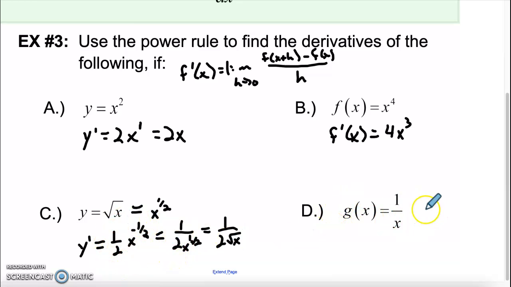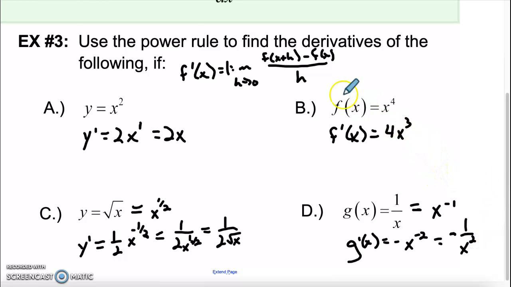All right, so I mentioned here, we want to rewrite this with a negative exponent. 1 over x would just be the same as x to the negative first, and then it's very easy to apply the power rule. So g prime of x, bring that exponent down, so negative 1 times x, and then subtract 1. So negative 1 minus 1 would be negative 2. And again, we can leave our answer like this, but if I did want to make it look a little bit nicer, this would be the same as negative 1 over x squared.